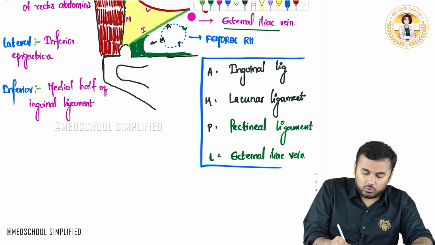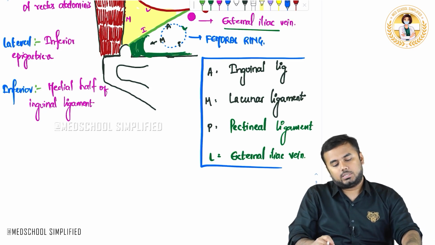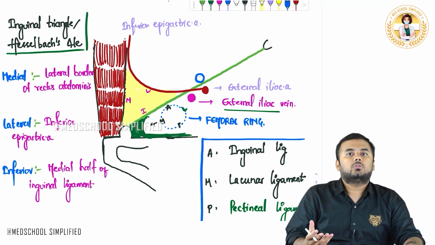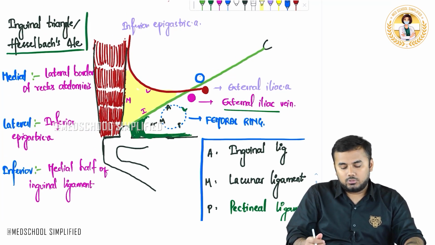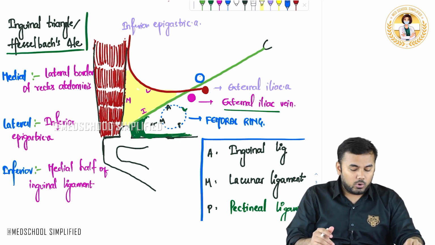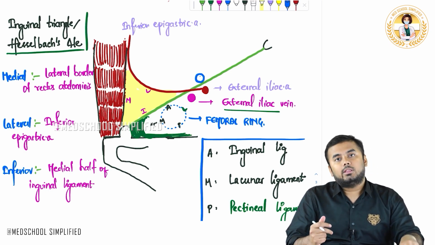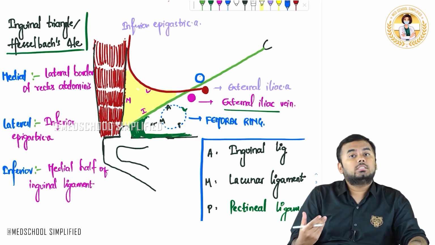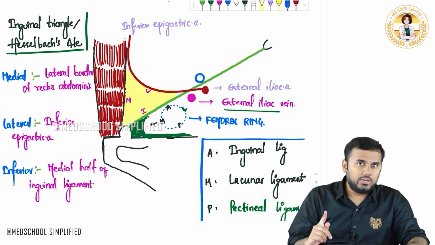So, all these structures are the borders of this ring called the femoral ring. Now, if any organ, such as bowel loops, is protruding into the femoral ring, this is called femoral hernia, right? Now, the most important reason why I am discussing all this is you have to know what is a direct inguinal hernia and what is an indirect inguinal hernia. This is very, very important.